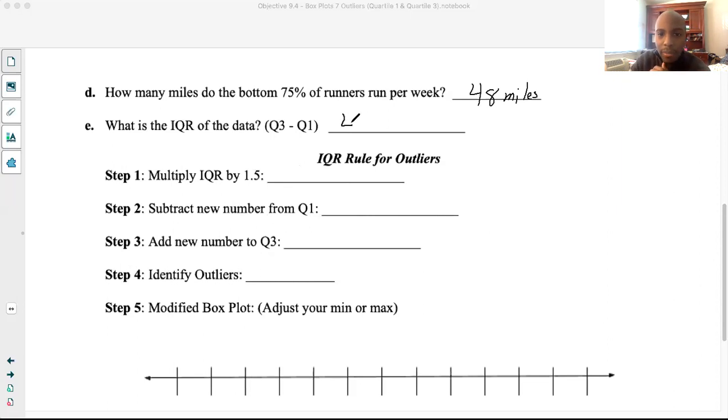We say, okay, 48 minus 33, because I believe 33 was quartile 1. So 48 minus 33, what do we get? For this particular situation, the IQR is 15. All right, so our IQR is 15. Now, this is what's very important in this lesson, so I recommend you pay attention.